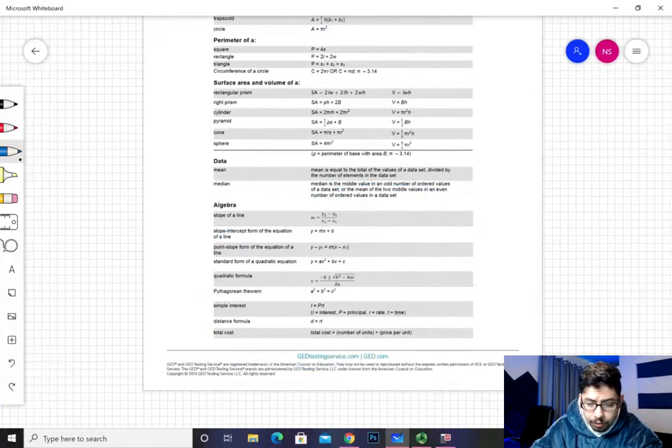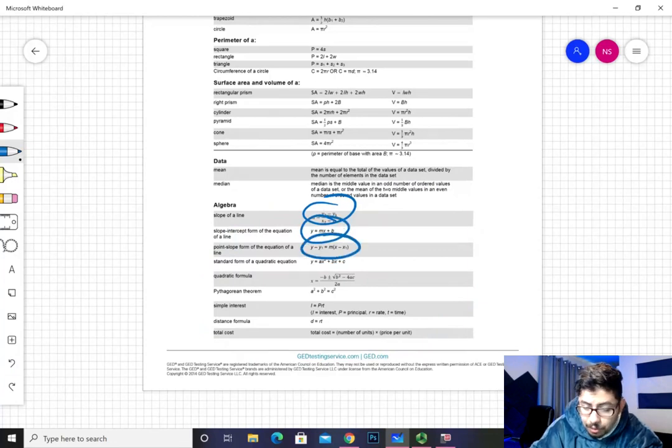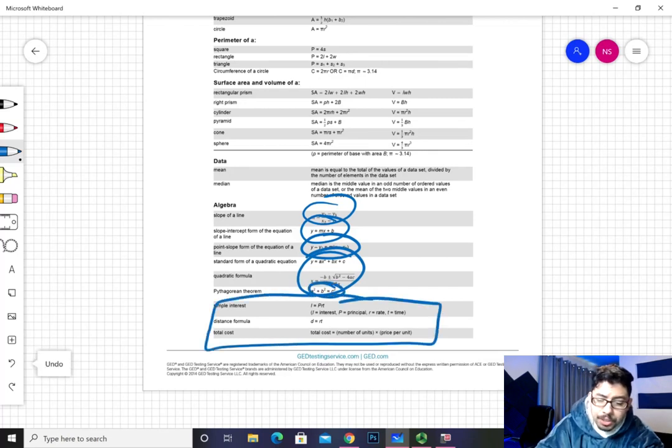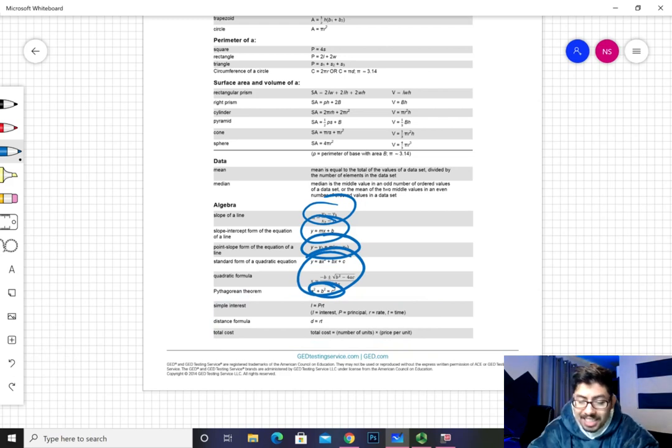We've already gone over slope of a line, y equals mx plus b. I kind of briefly went over point slope form. We went over the quadratic equation section. We went over Pythagorean theorem. This bottom section we have not gone over, which is totally fine because it involves more of the basics, right?